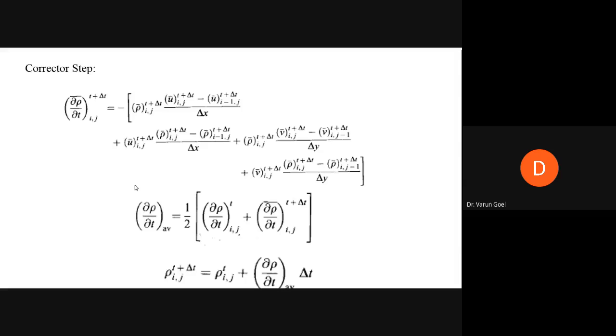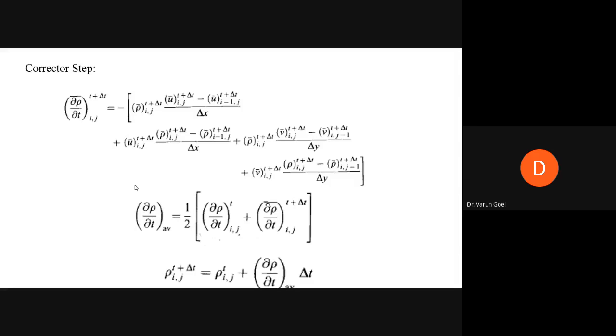Similarly, we are able to get the solutions for u, v, and e values, and accordingly we can march further in the time domain. At t plus delta t, then further we can move to t plus 2 delta t. So similarly we can go in that particular direction.